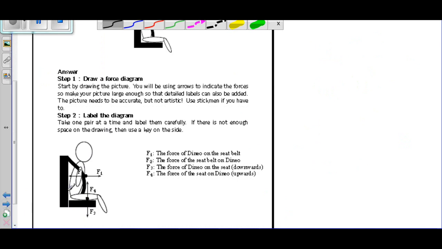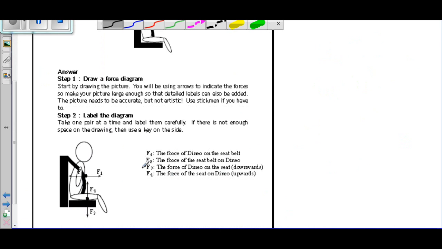So step 2, take one pair at a time and label them correctly. If there is not enough space on the drawing, then use a key on the side. This key is very important. And it is important to label diagrams correctly in the exam because you will be wasting marks unnecessarily if you don't do it correctly. Right, so here, what are the forces acting on this diagram?